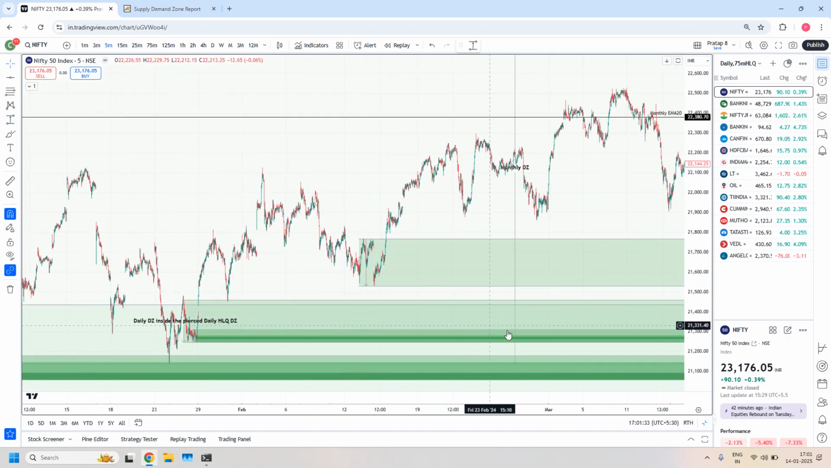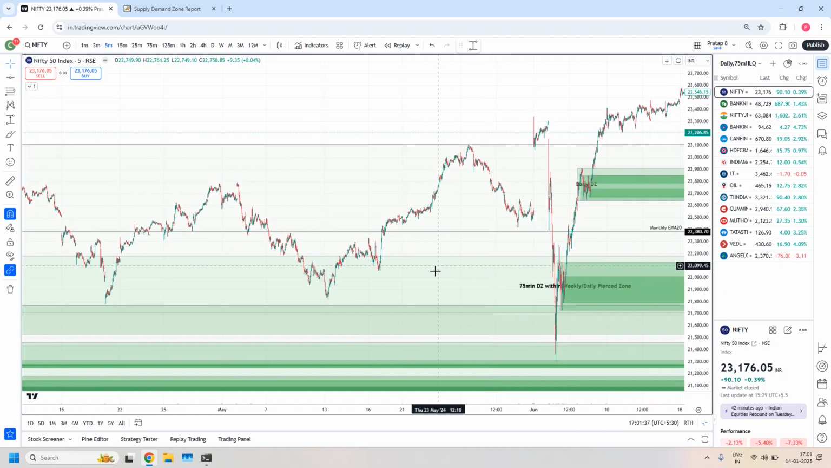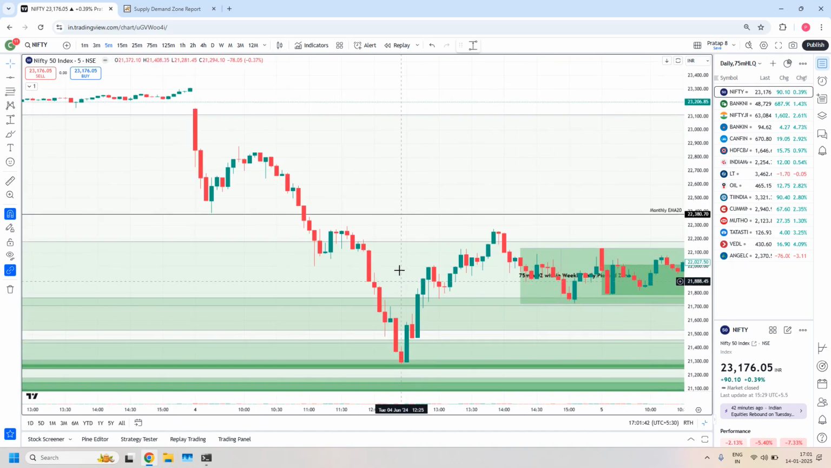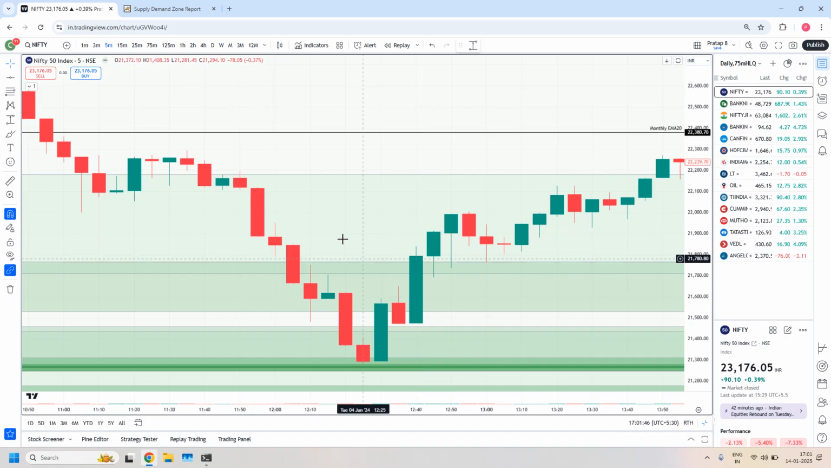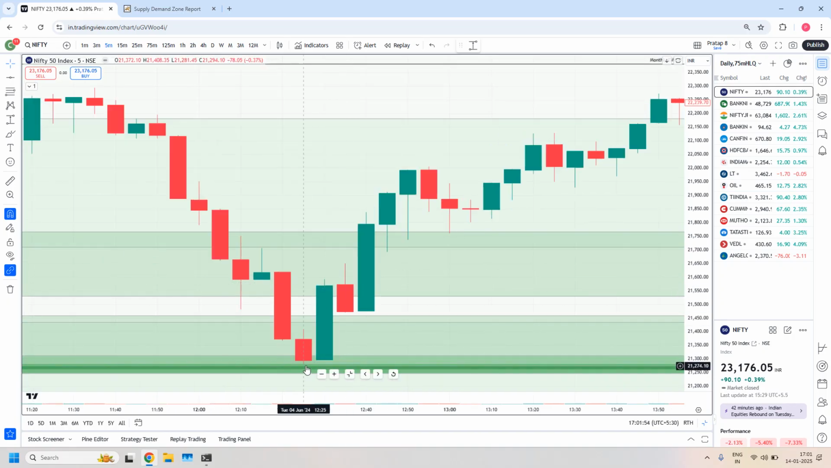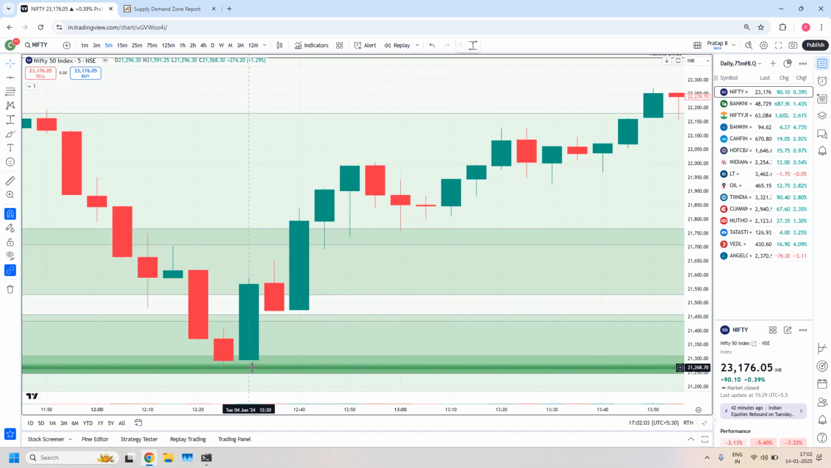So from this area, let me expand this. This is what happened on 4th June on elections declaration day. See, from this area, it picked up the orders. Again, institutions created drop base rally. So next time prices may not reach up to this fine-tuned area.